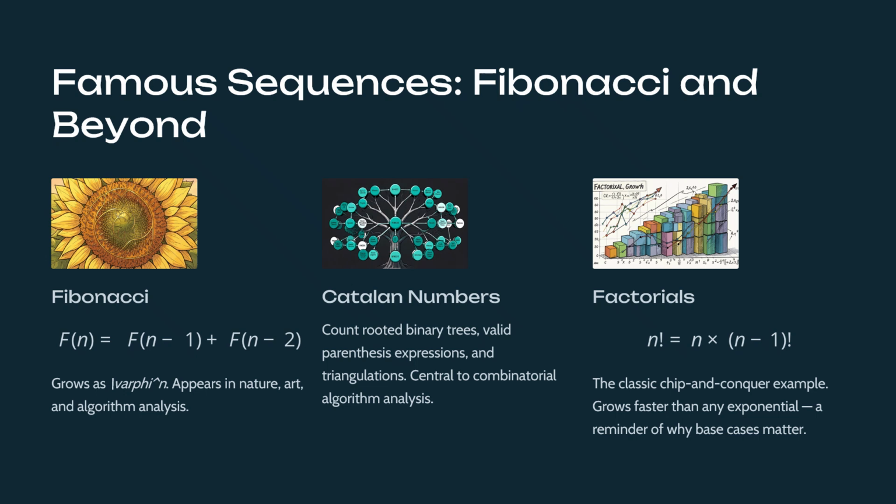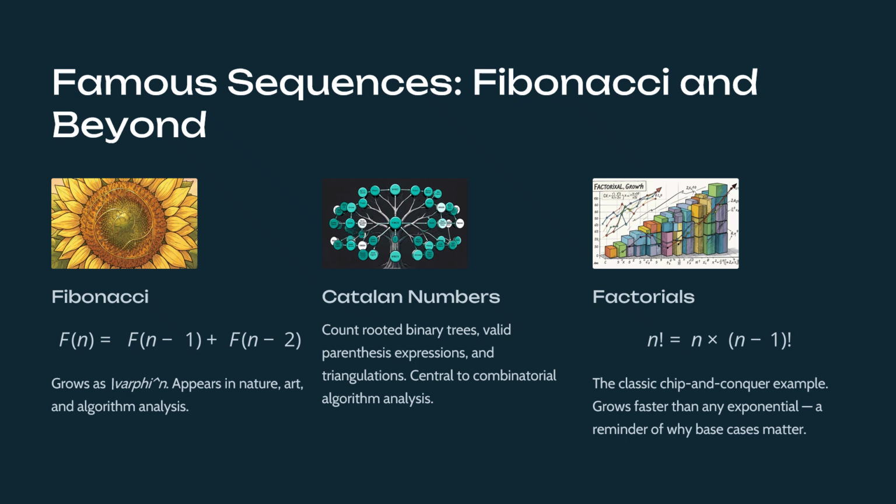Title: Famous Sequences, Fibonacci and Beyond. Many famous mathematical sequences arise naturally from recurrence relations. The first is the Fibonacci sequence. Each number equals the sum of the previous two numbers. Its recurrence is F(n) = F(n-1) + F(n-2). Its growth rate is approximately proportional to the golden ratio raised to n.